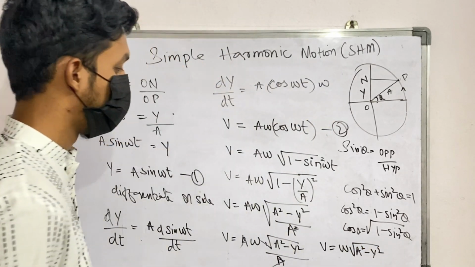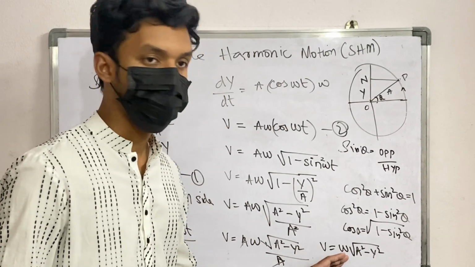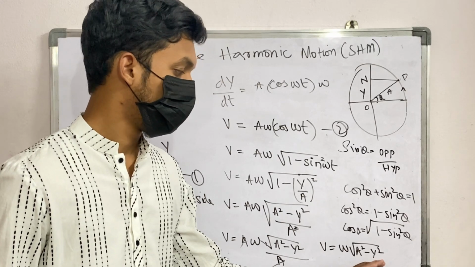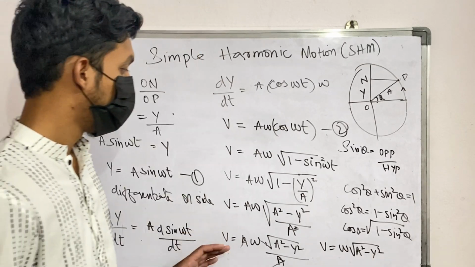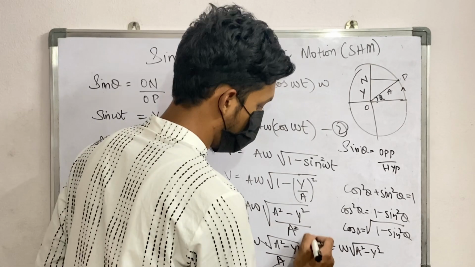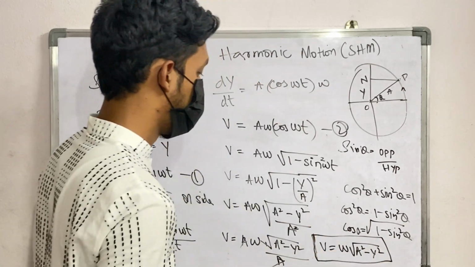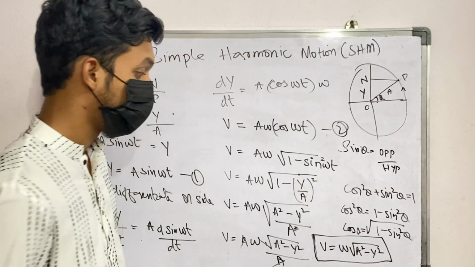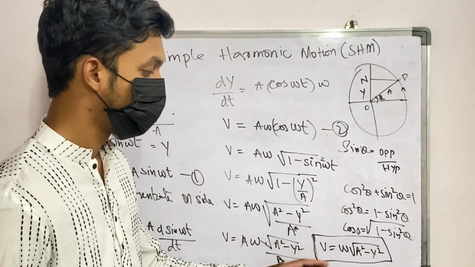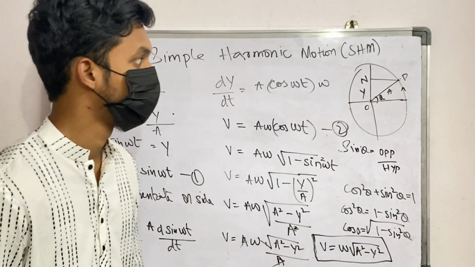So in v, omega is the angular velocity, a is the amplitude, y is the distance, and t is taken as time. So this is simple harmonic motion. It gives this velocity, as we have derived for simple harmonic motion, SHM.